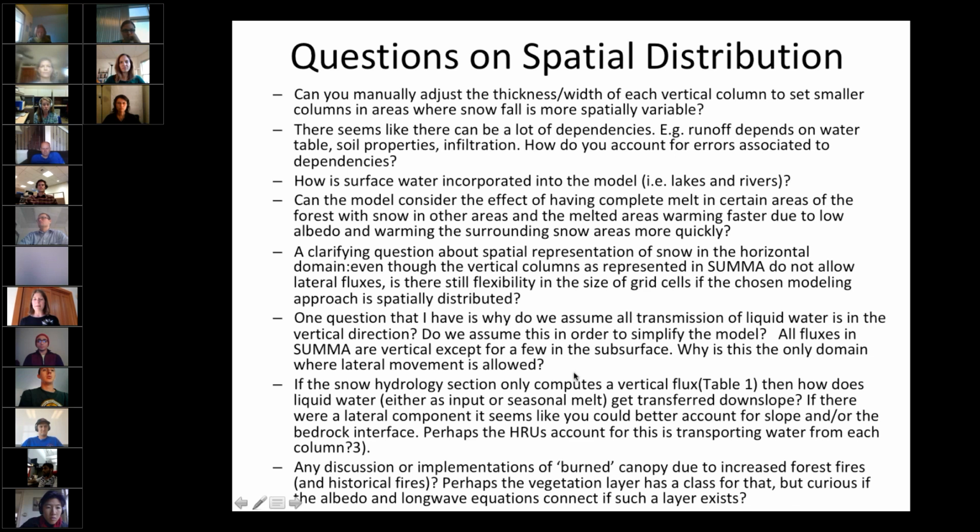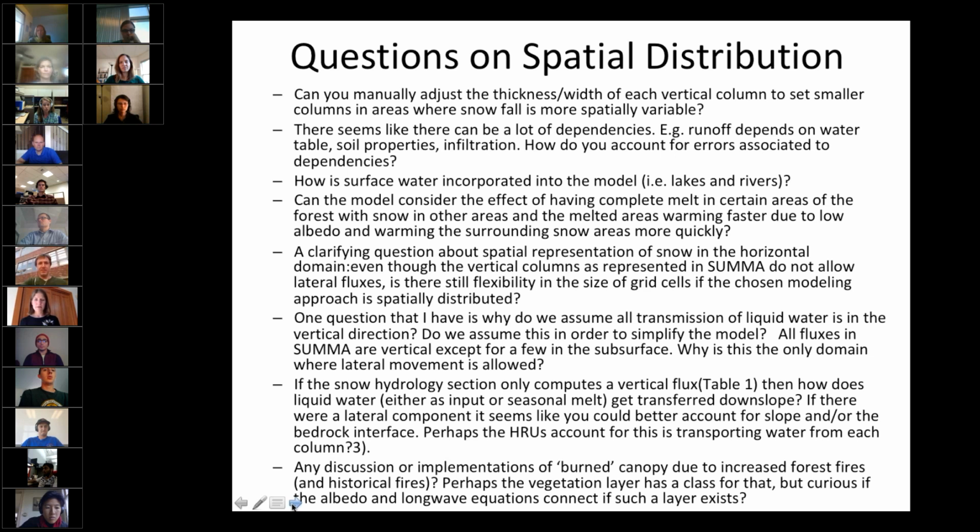So usually, as in SUMMA, we make the water go straight down the snowpack, and then it gets to connect subsurface in the soil. So water will move downhill to your stream once it gets to the soil, but it won't move downstream in terms of the snow. It won't flow in like an ice layer down the snowpack or anything.